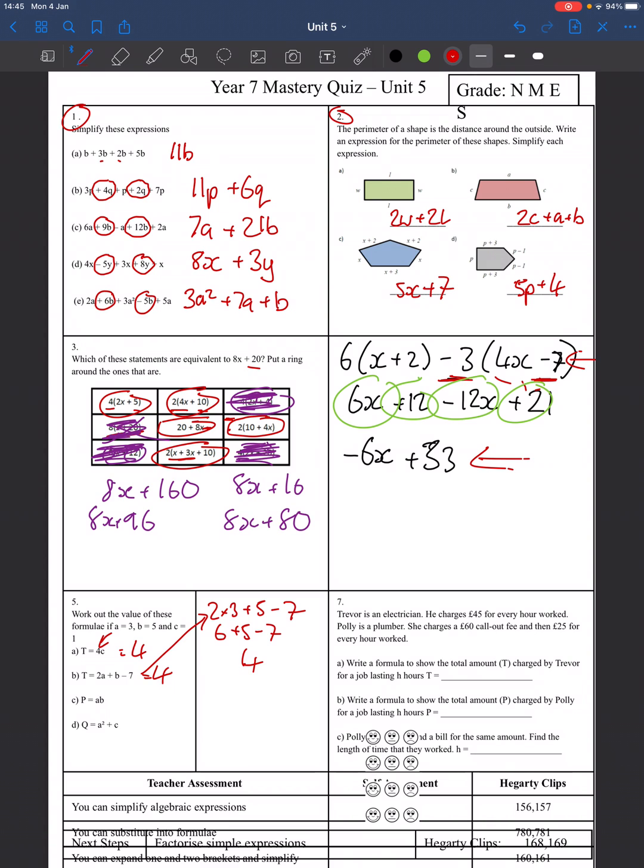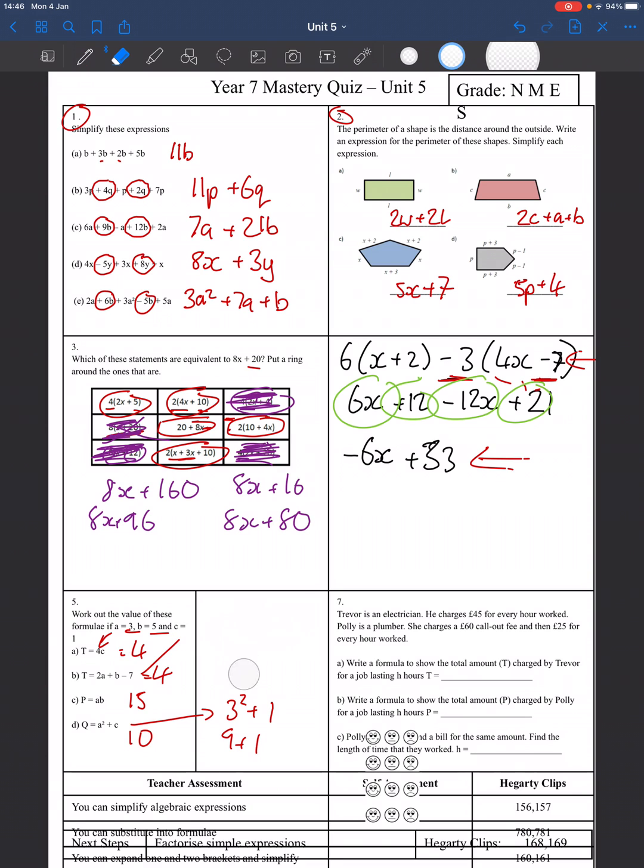P equals AB. So when the letters are next to each other without any sign, they are just multiplied. So it's 3 times 5. So that's going to be 15. And then A squared plus C. Well, A is 3, so square it, plus C, which is 1. So that's 9 plus 1, so that equals 10. So those are the answers for that one. You're just having to substitute those values into those expressions.